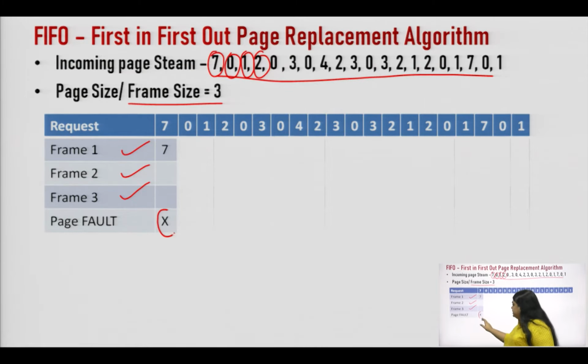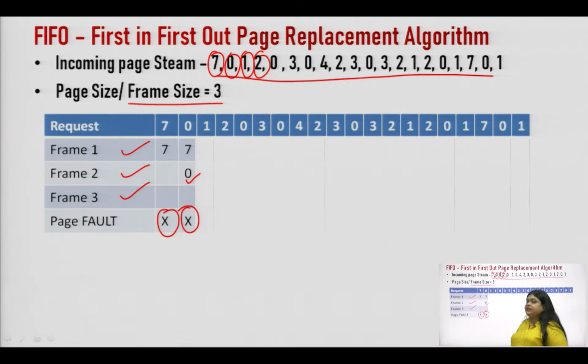So, you can see over here this X is telling you that a page fault did take place. Next we have 0. 0 is also not there in the main memory. So, what will happen? The operating system will try to bring 0 inside the main memory. Till now we are having space left, we still have 2 frames left where the upcoming pages can come in. So, there will be one more page fault and this 0 is inside the main memory. So, over here also a page fault took place and 0 came into the main memory.